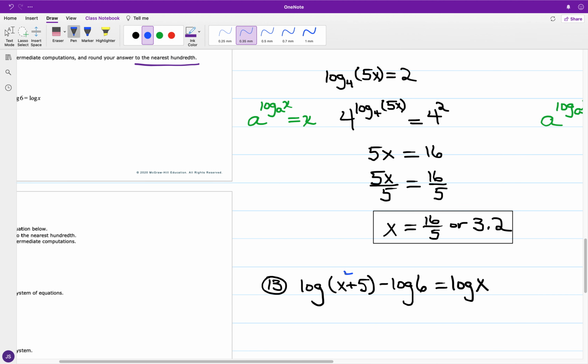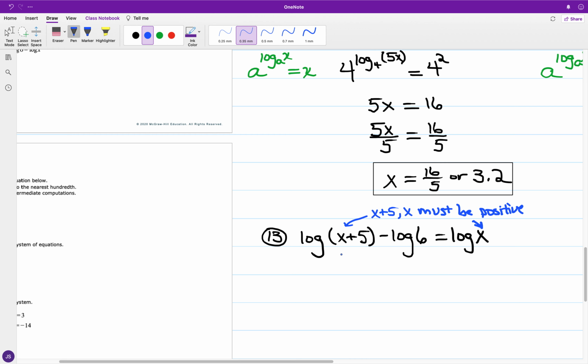Okay, and again, whatever we have for x must ensure that both x and x plus 5 are positive. And again, the arguments cannot be 0 or negative. Okay. And so, looking at what we have now, the base 10 logarithm of x plus 5 minus the base 10 logarithm of 6 is equal to the base 10 logarithm of x.